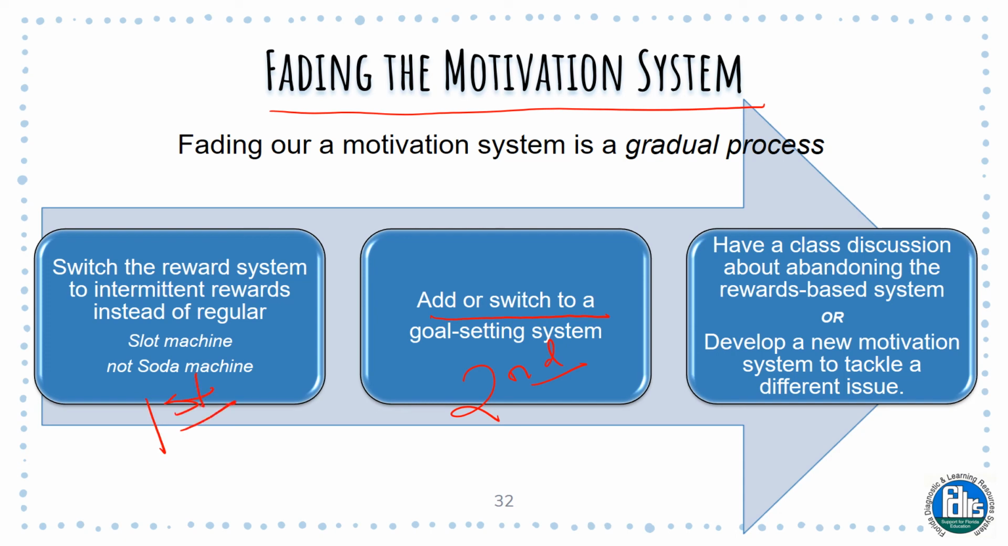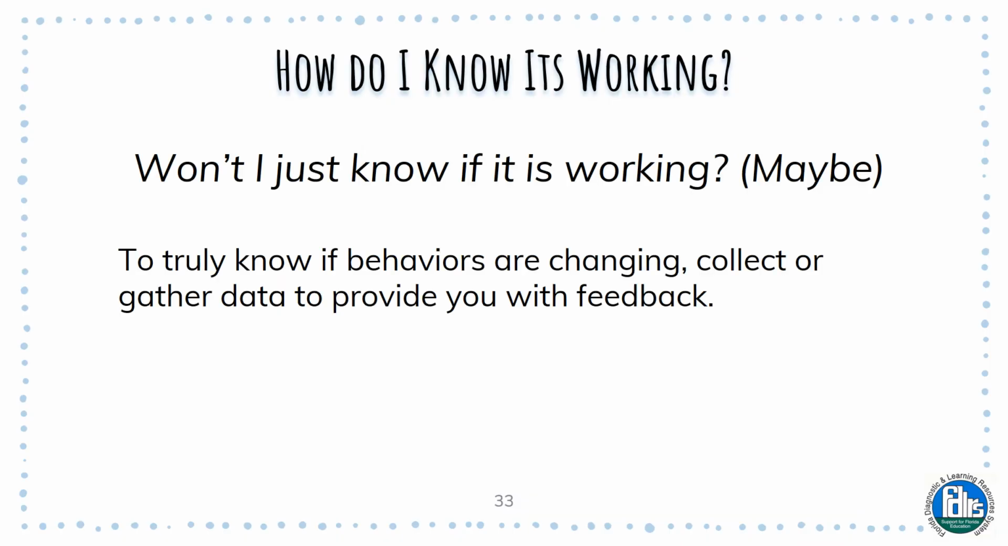Then we're going to have a class discussion. This isn't something you just spring on them, hey, we're done. We're going to have a class discussion about abandoning the rewards-based system, or we could tackle a new issue. So instead of just completely abandoning it, maybe we say, all right, we've mastered this, now we're going to work on a different behavior. So maybe it's calling out. We're going to work on calling out.